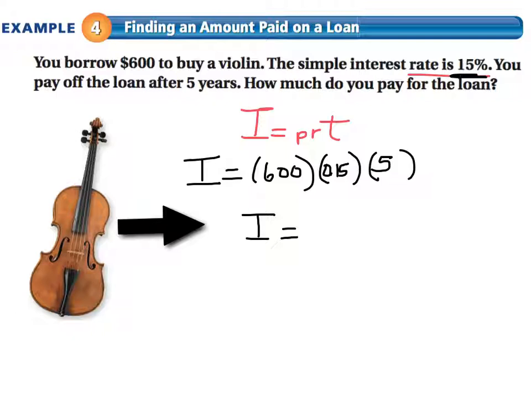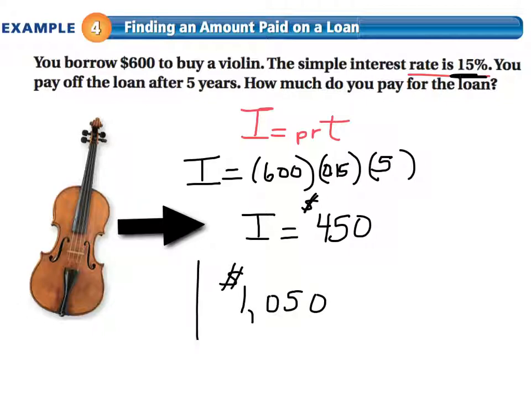I equals what? Well, I equals 450. So what is that? Is that how much you paid for the violin? No. That's how much you paid to borrow the $600. So you have to add the interest back on. So if you add it back on, you actually paid $1,050 for the loan to buy that violin.